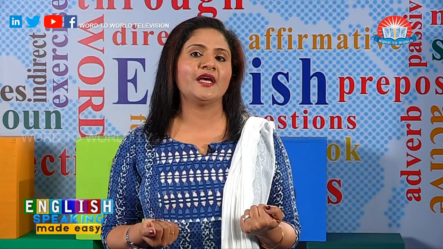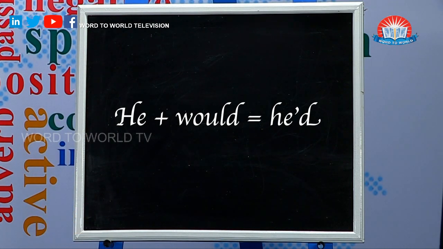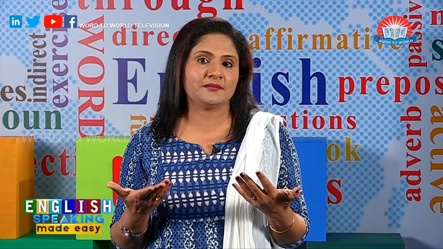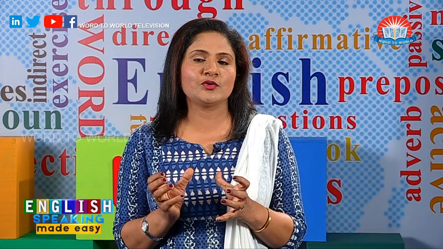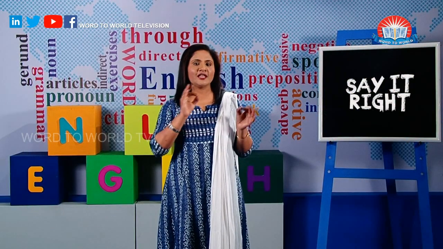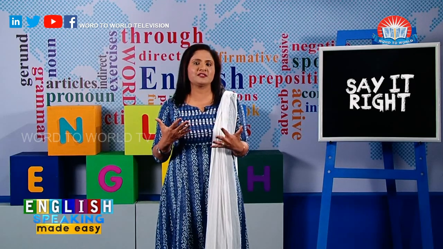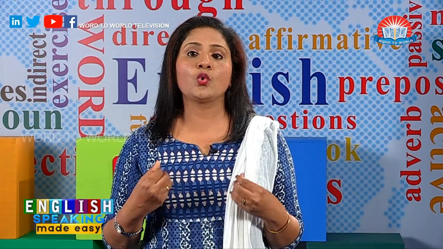Another contraction that we have is he'd. It is a combination of he plus would. When we say it together, it is he'd. Okay. The next word, might plus have. Look at the word. If you see it on the screen, it is might apostrophe ve. When you say it together as a contraction, it is he might've. He might've come. We don't say he might have. When you put it together, it is might've. And then look at the other word, would plus not, wouldn't. The contraction is wouldn't.